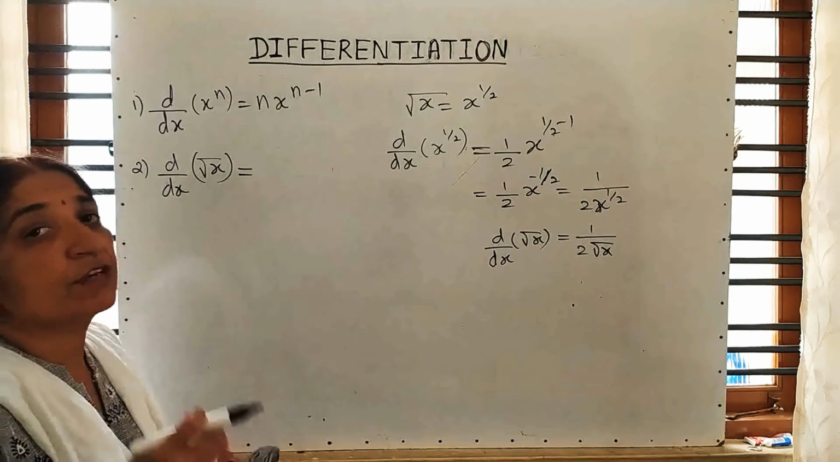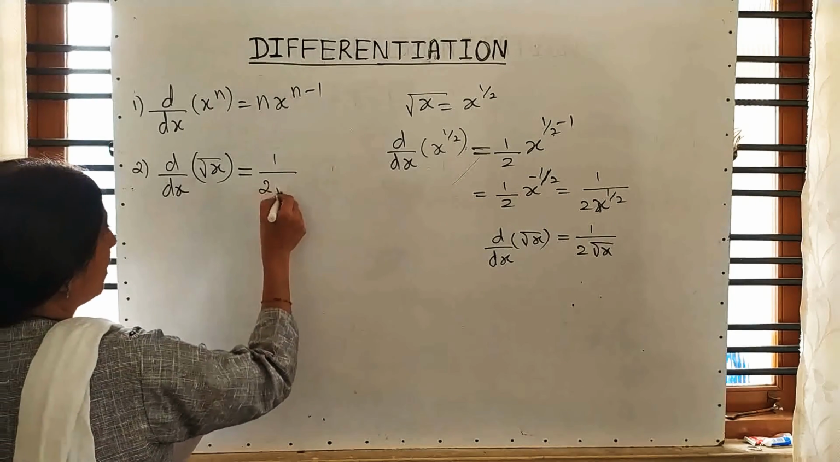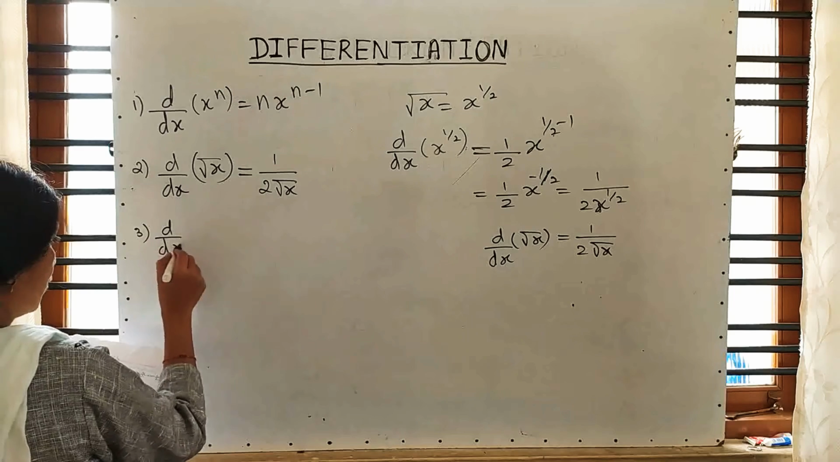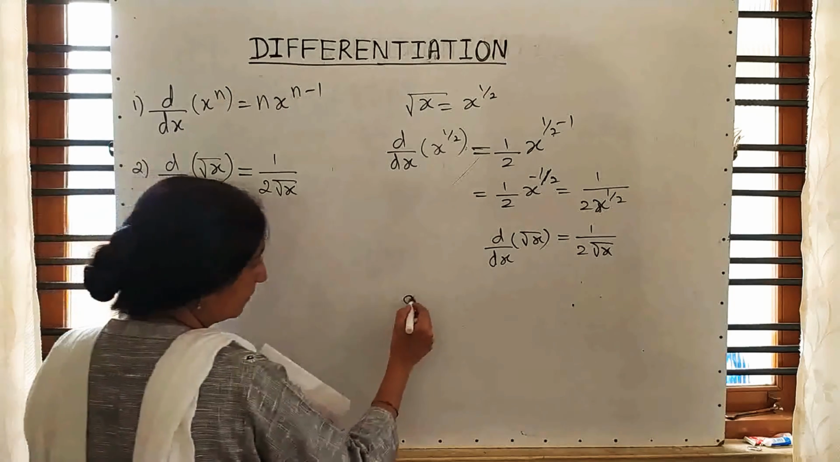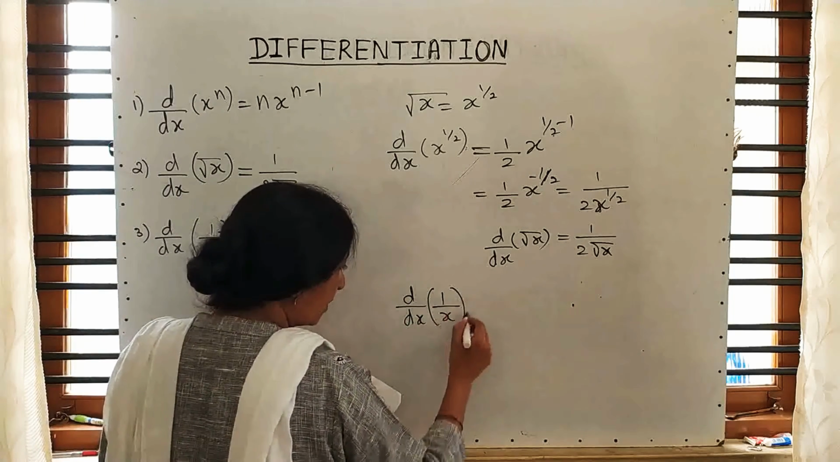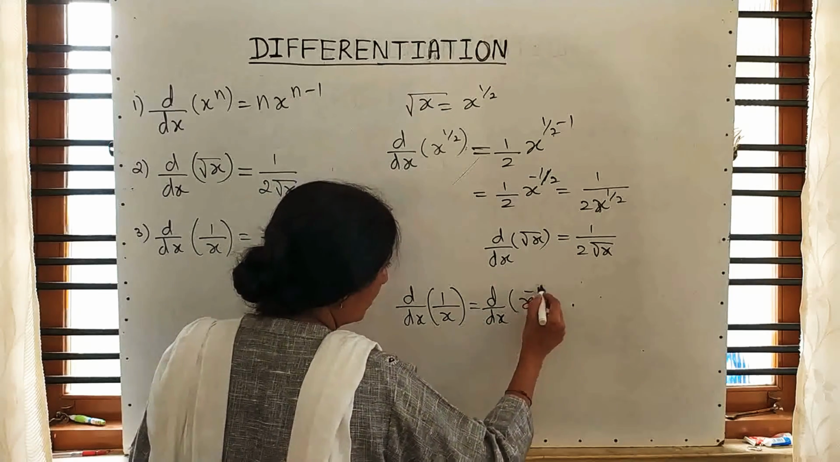This we are using when we are solving the example directly as a formula. 1 by 2 root x. Third one. Differentiation of 1 by x. This also I will explain. See, differentiation of 1 by x. This will be written as differentiation of x to the power minus 1.